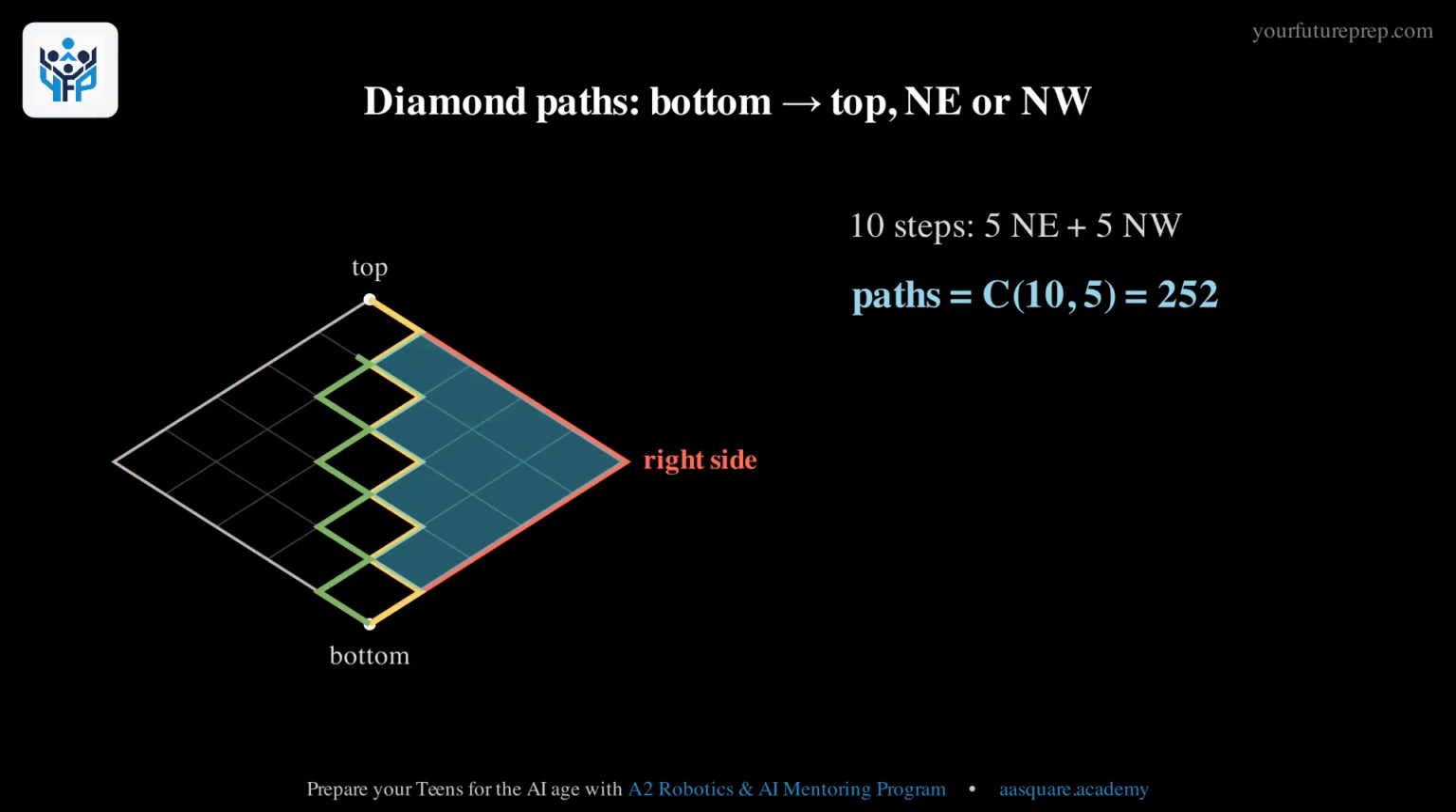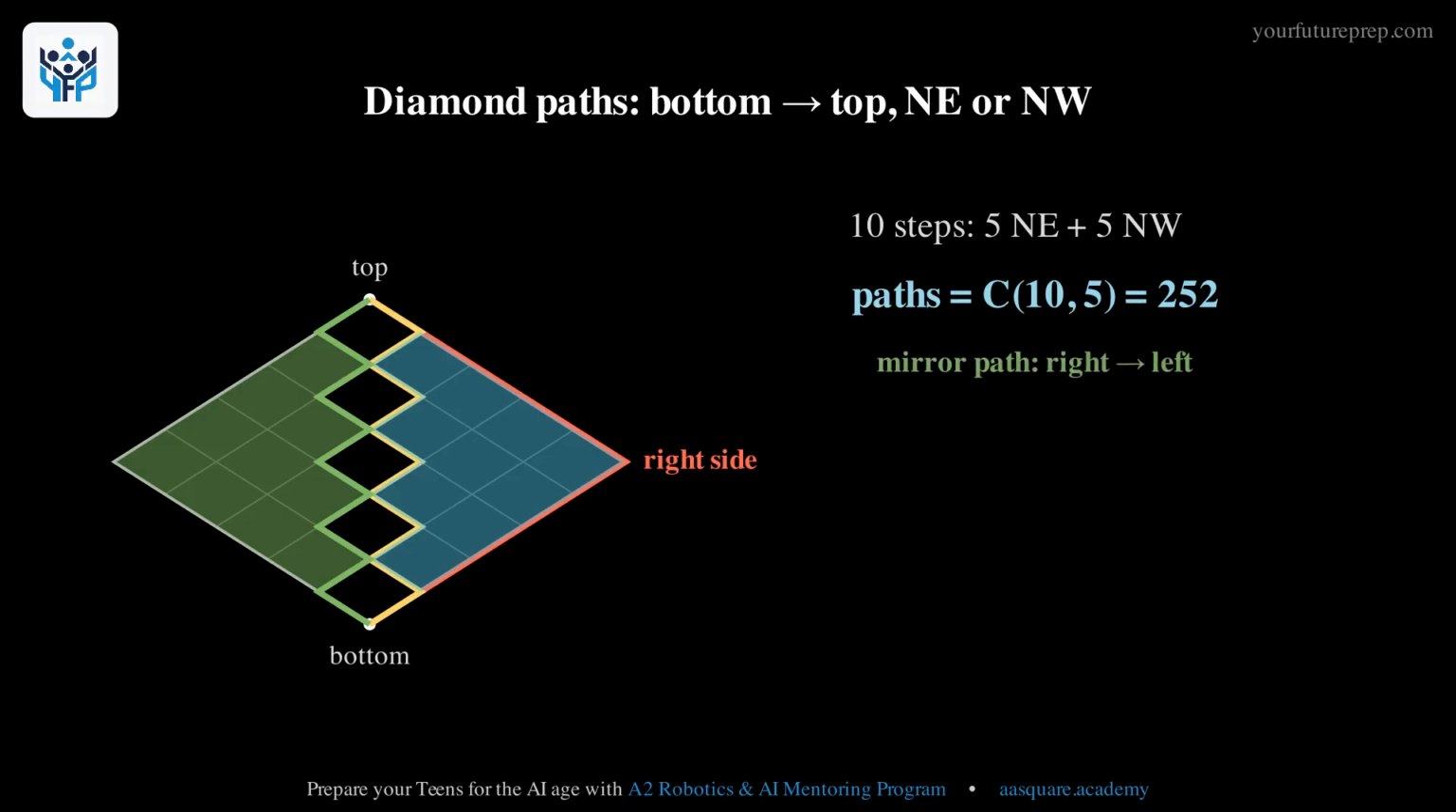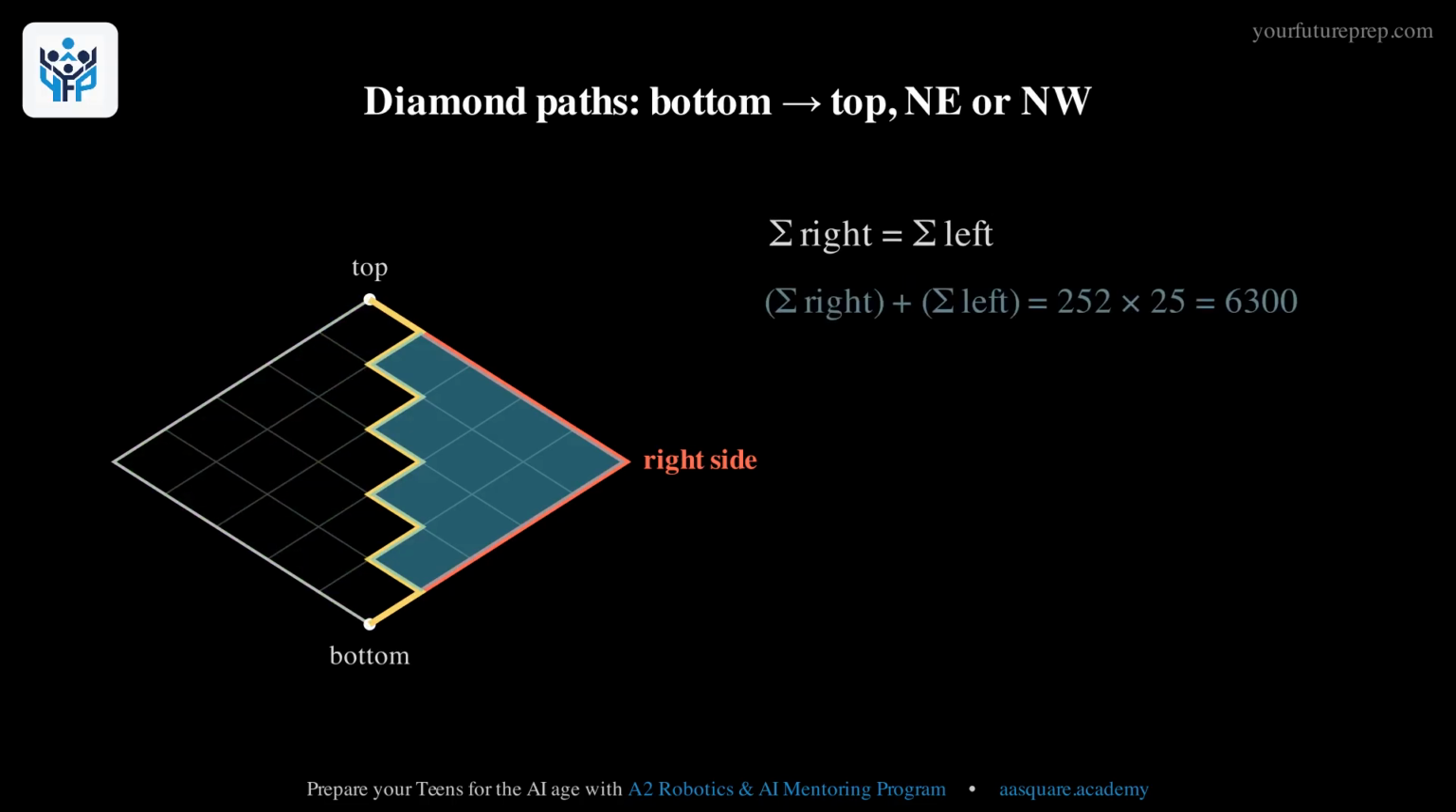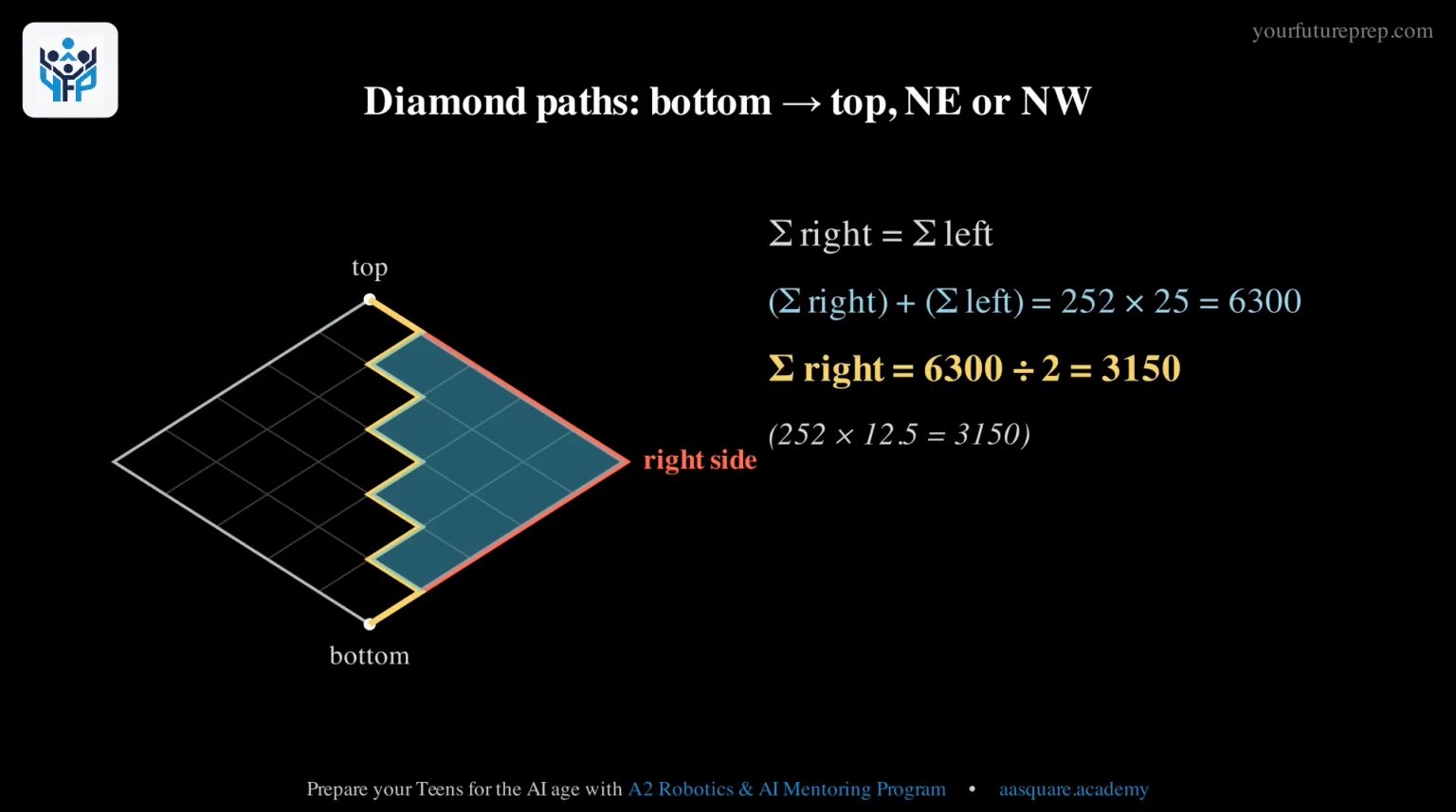Now the key idea. Reflect any path left to right. Its blue right region becomes the left region of the mirror path. So mirroring pairs up all the paths and swaps right areas with left areas. So the total right area over all paths equals the total left area.